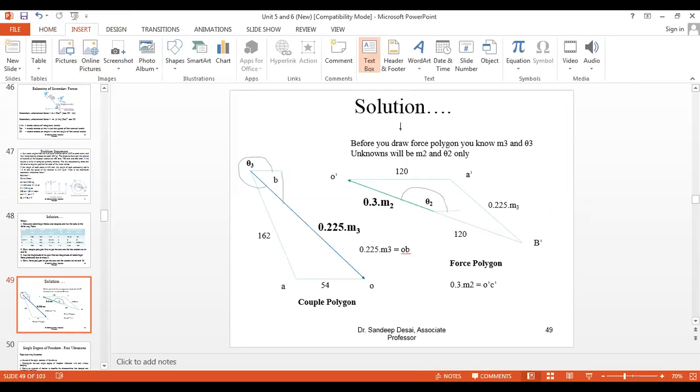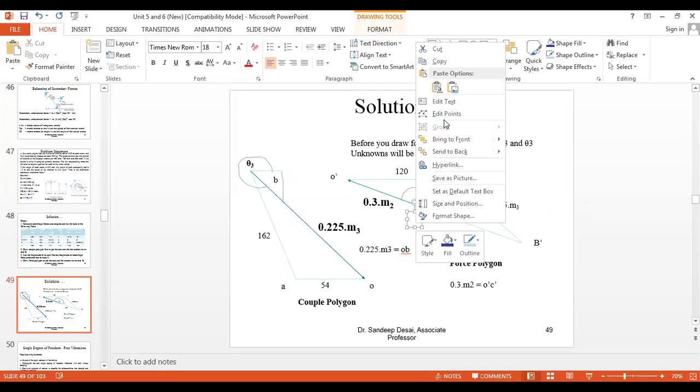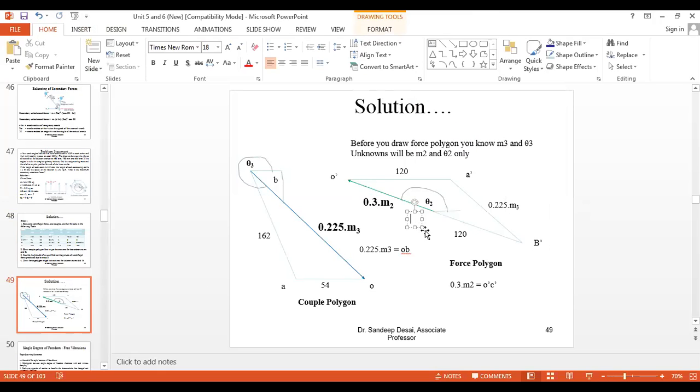I think this point I should name. This point is C dash. That's how you should do it. So you have to measure magnitude O dash C dash, measure it, equate it to 0.3 m2. You will get value of m2, and then measure theta 2.